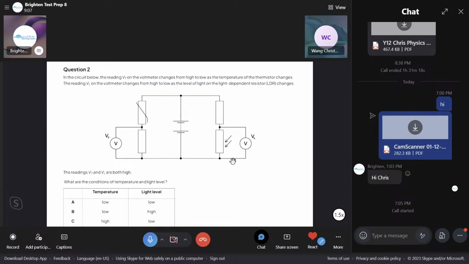When it has higher temperature, then it has lower resistance. Okay, good one. Now, if you combine the two statements you just made, so higher? Yes, exactly. The tricky part is that we are getting told it's going from high to low. But the key point is then the readings are both high.